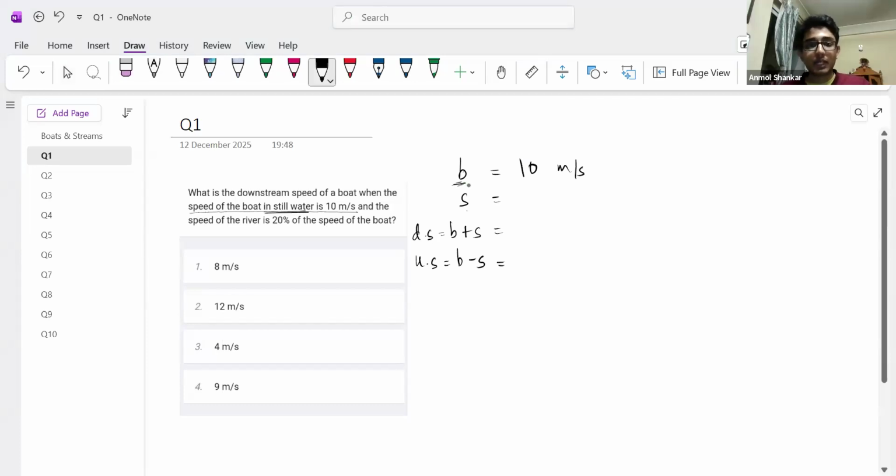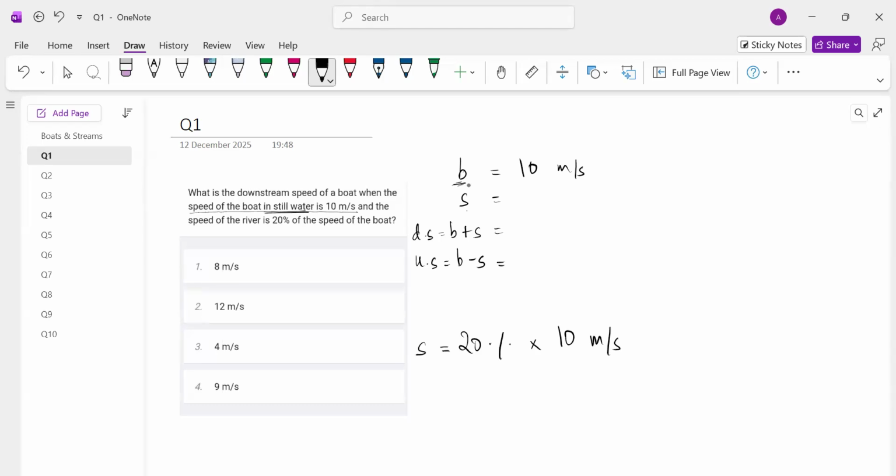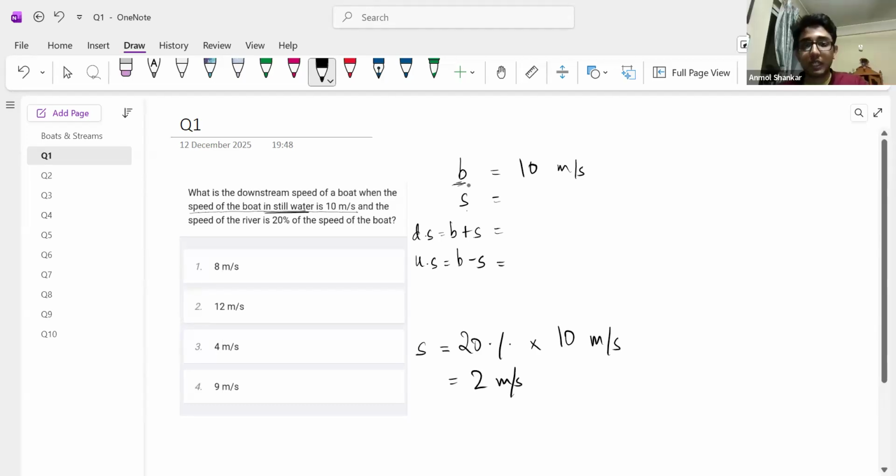Then have they given anything for s? 20% of b, yes. Correct. So what is 20% of b? b is 10. So what is 20% of 10? 2, sir. So s is equal to 2. Very simple.